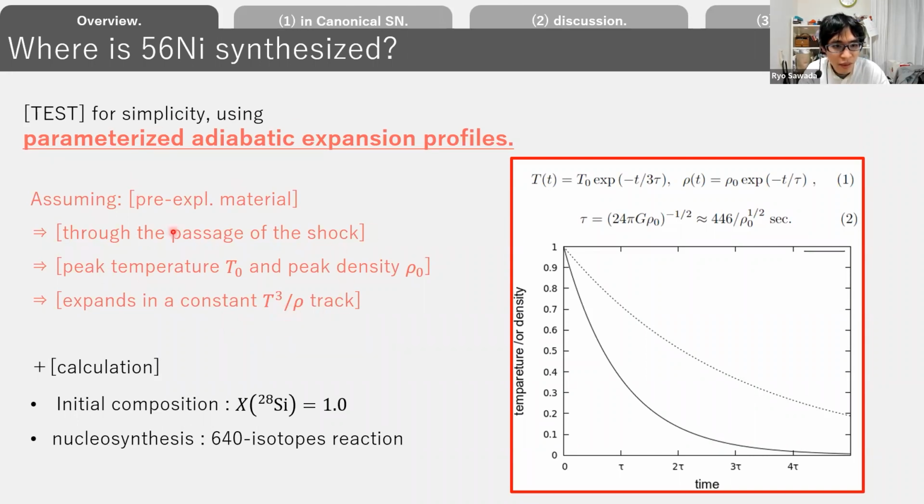So we assume this temperature-density trajectory, and we assume the initial composition is here, and we calculate the nucleosynthesis. This expansion trajectory reproduces the general temperature and density trajectory of the explosive nucleosynthetic region in spherically symmetric or multidimensional core collapse supernova explosions. So we calculated the nucleosynthesis using this trajectory, by parameterizing the peak temperature and the peak density.